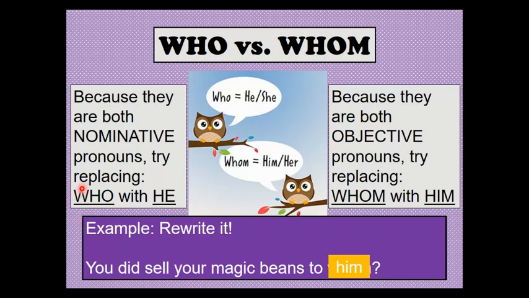So that's a nice little trick. Think of just getting rid of this W and thinking that we have this who and he kind of match up. And then if you get rid of this W, you can kind of see whom and him matching up a little bit.